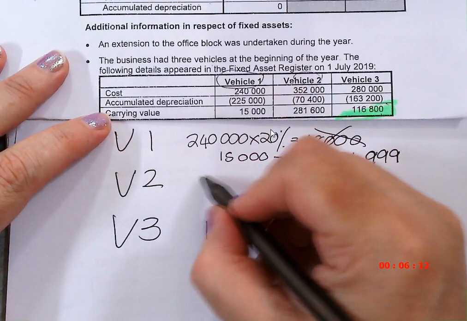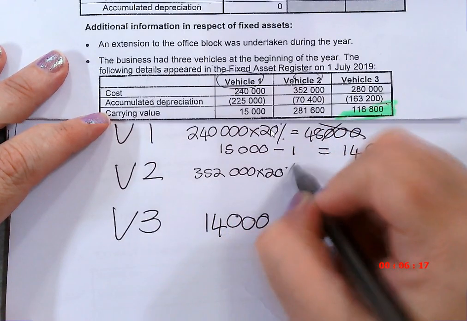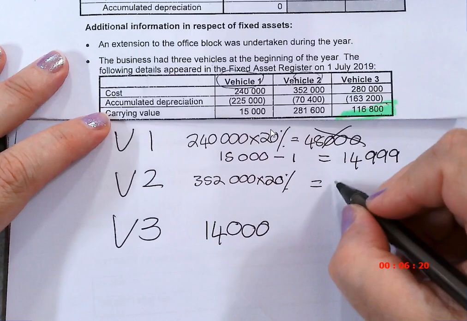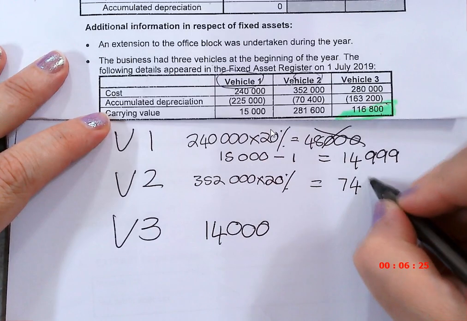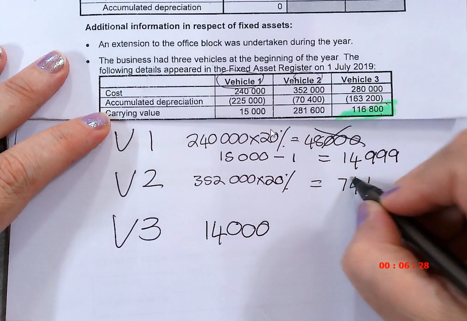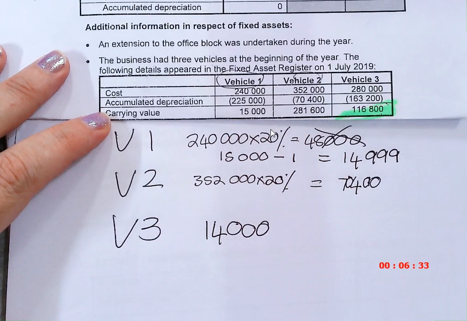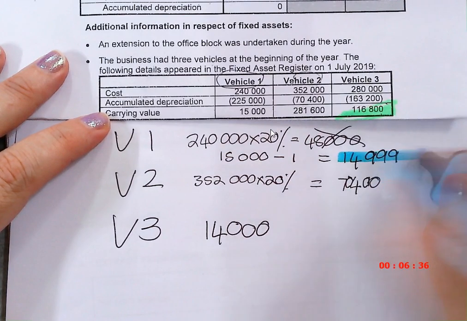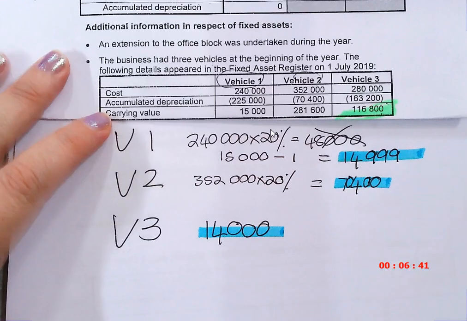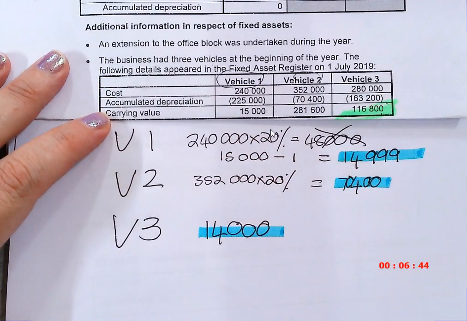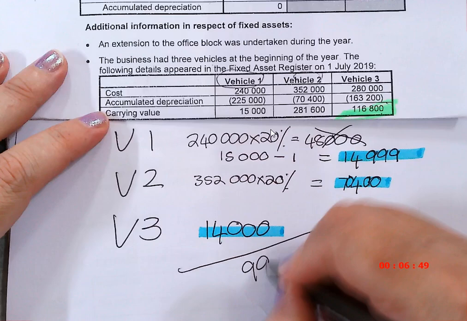Vehicle 2 is easy. It's the 352 times 20%, and that gives me 74,400. In other words, my depreciation is the 14, the 70, and the 14. So that gives me 99.